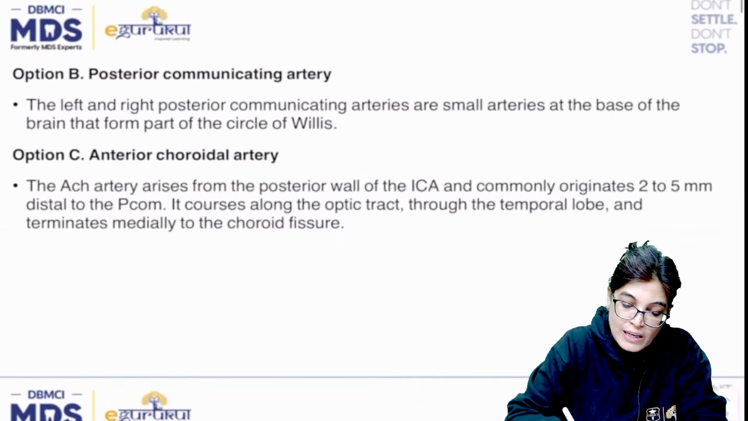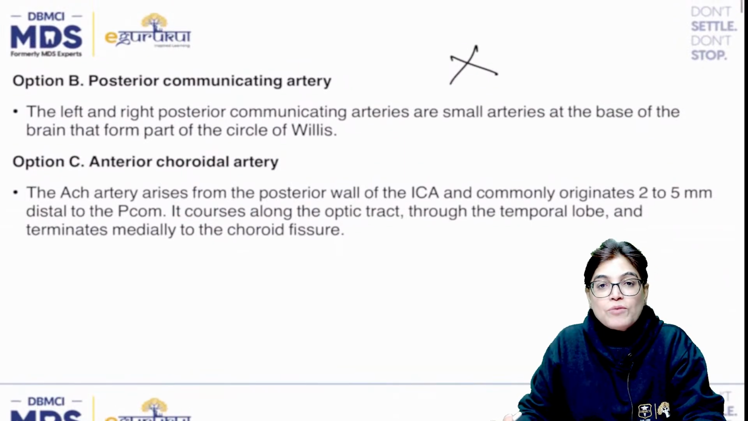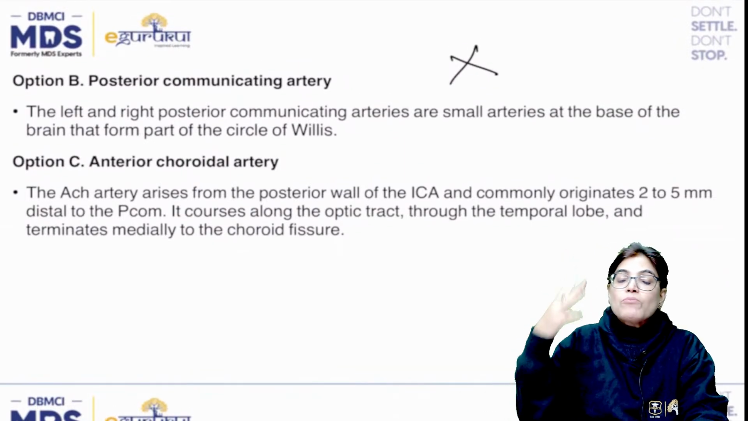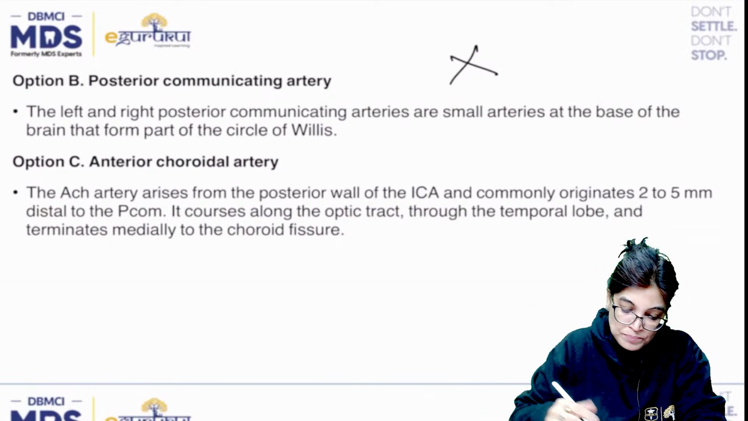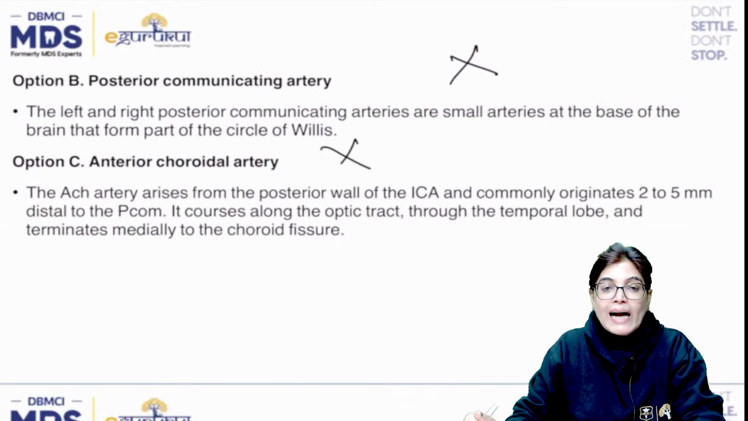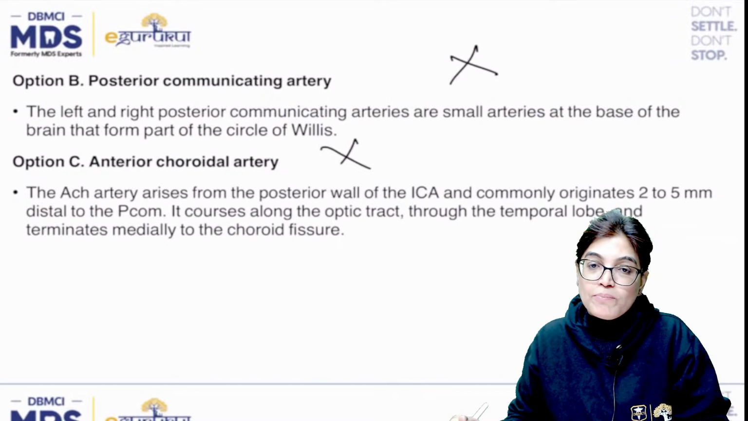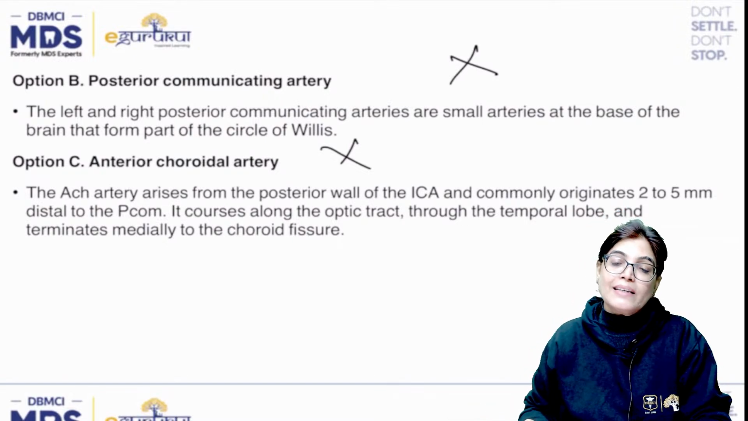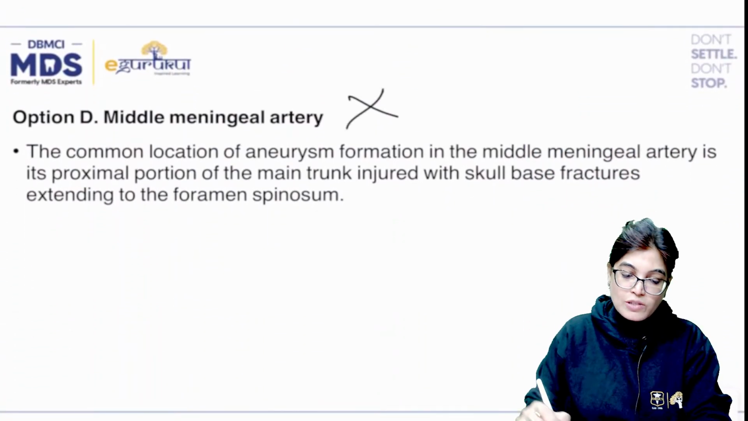Now, posterior communicating artery is not the right answer, because if you see the right and left posterior communicating arteries, they are more towards the base of the brain, not exactly at the level of the optic chiasma. Anterior choroidal artery: we know that it is a branch of the ICA, internal carotid artery, and it is the internal carotid artery which can compress or form an aneurysm at the optic chiasma level, not the anterior choroidal branch of the ICA. Middle meningeal artery is also not the right answer.